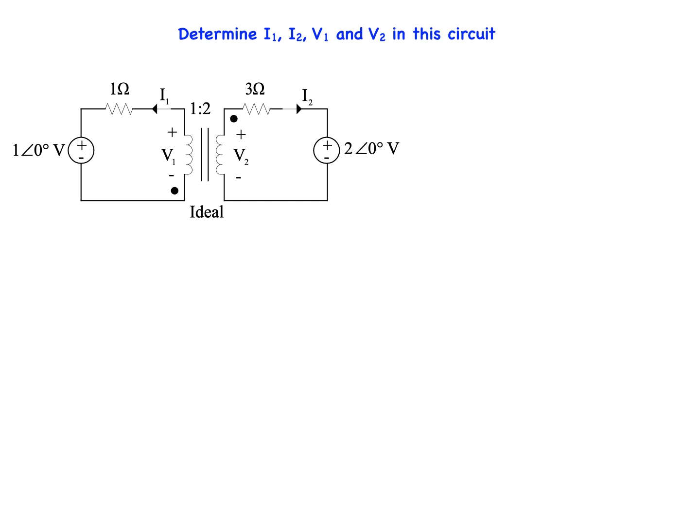In this problem, we are to determine I1, I2, V1, and V2 in this circuit. For V1, V2, I1, and I2, I've indicated an arbitrary assumed direction and polarities of the voltages and currents. After we go through the process of setting up the transformer variables and solving the equations, a negative value for any of these variables will indicate that our assumptions should be reversed.